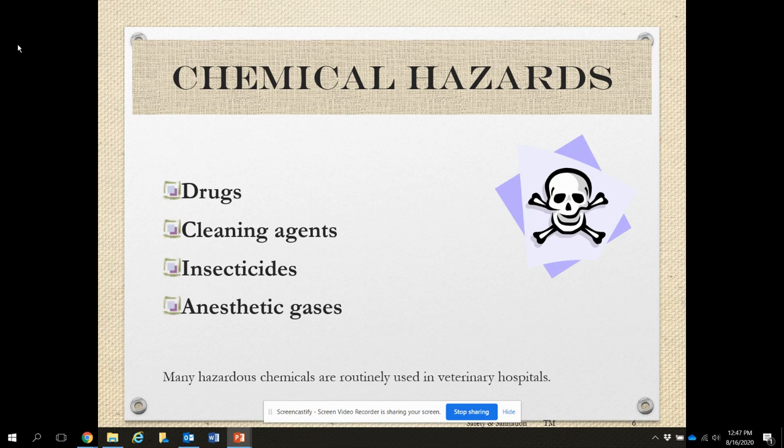Chemical hazards. So in the veterinary field, we work with cleaning agents, we work with drugs, insecticides, like for fleas and stuff like that, the topical stuff we put on animals, and then anesthetic gases to anesthetize animals to do surgery. So you need to be aware of that and know that you need to wash your hands often. You might need to use some PPE like gloves.